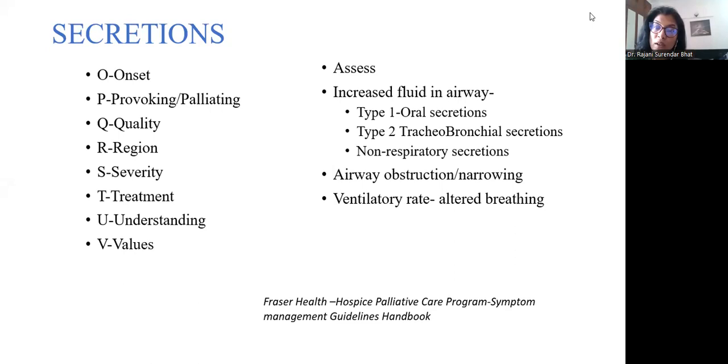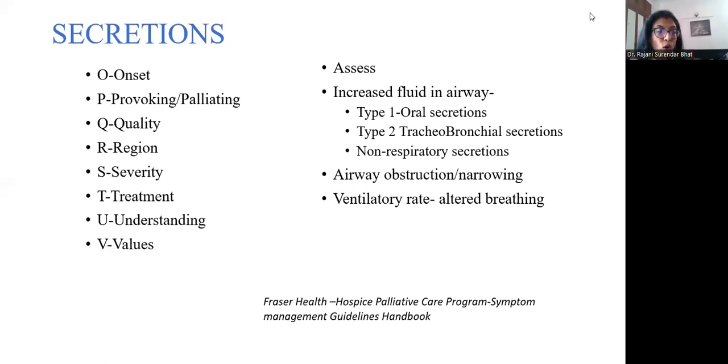So we look at secretions in similar ways that we look at pain. We look at when it started, the onset, the provoking and palliating features. What is the quality of the secretions? What color is it? How thick is it? What's the region it's coming from? Is it originating from a postnasal drip? Is it oral secretions? Is it coming from the tracheobronchial tree? And how do we treat it? Is it responding to the treatment? And understanding the patient's habits and value systems about cough is very important, because there are certain things associated with cough which are cultural, which we need to keep in mind.